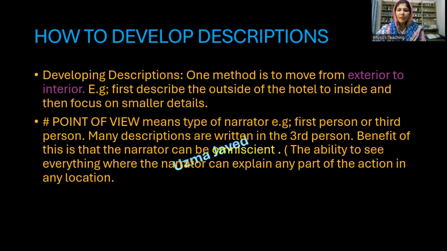Point of view means type of narrative. There are some students who have this confusion about whether a descriptive essay should be attempted in the first person or third person. The answer to this is that here you have to be omniscient. Omniscient means that you should be able to see everything, where the narrator can explain any part of the action in any location, as if you are at a height, sitting in a helicopter, and you can see everything on the ground, even the minute details, and from every angle, not only from the front or the back side. No, you have to be observant and omniscient. You have to see every side from every angle. That will turn out to be the best descriptive paragraph.